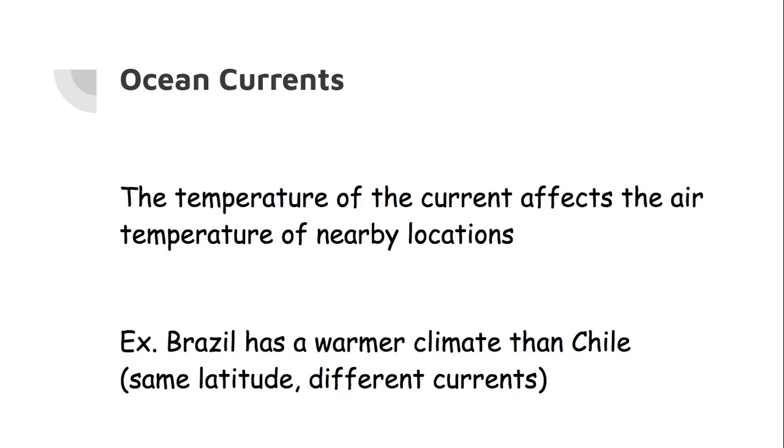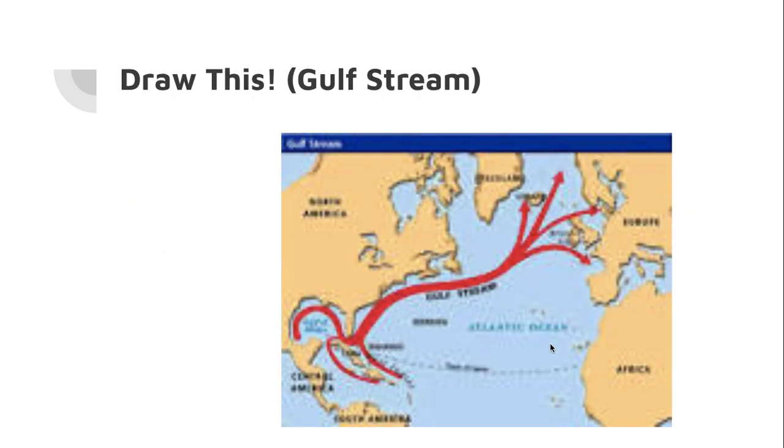So Brazil is on a warm current. So Brazil is generally a pretty warm place. Whereas Chile, even though it's on the same latitude, it gets the same amount of sunshine. There is a cold current. The Peru current carries cold water near it. It makes it colder. So the picture that goes with this is the Gulf Stream, and this is a horrible picture.